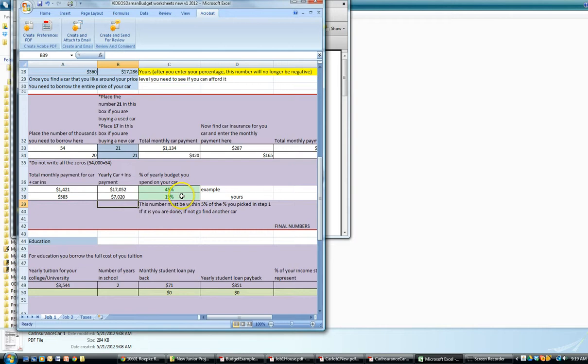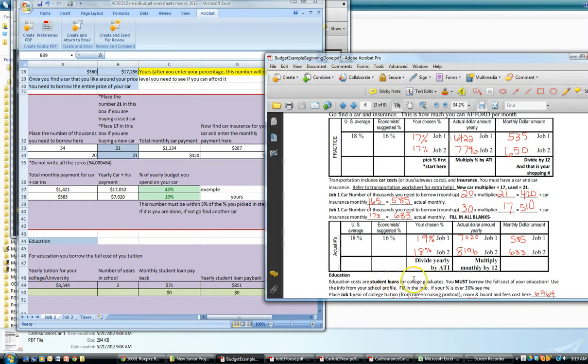All right, so 19%. Again, I'm within 2% of my original total. So I can write those in, and let's see where. I put borrowed 20, put in 21 for the multiplier, 420 plus 165 for car insurance, 585. It's 585 here. I have 7,020 for job 1 and 19% of my income. Again, you can check your numbers, make sure you have it correct. Make sure you're filling in the blanks on this budget worksheet.